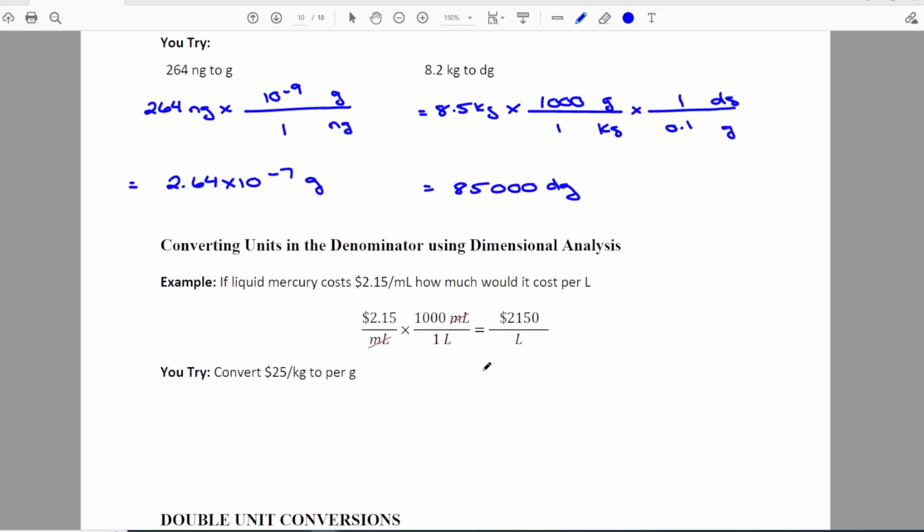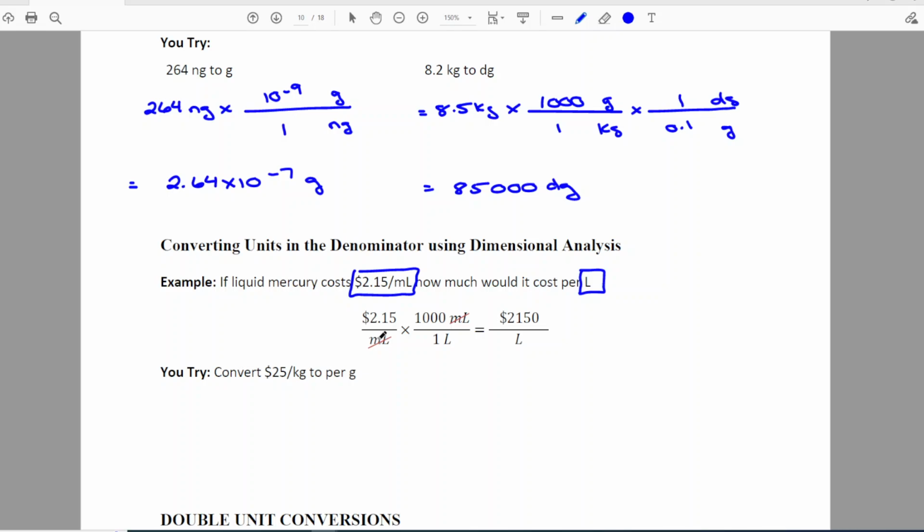So we just learned how to use dimensional analysis to convert from nanograms to grams. Now what we're going to do is learn how to convert denominator dimensions so that we can put it all together. So for example, if you had liquid mercury costing $2.15 per milliliter, and we wanted to know how much this would cost per liter, the first thing we would do is write down what we have.